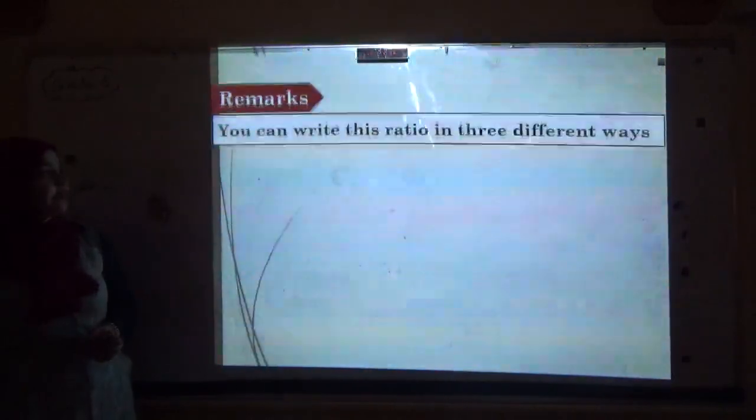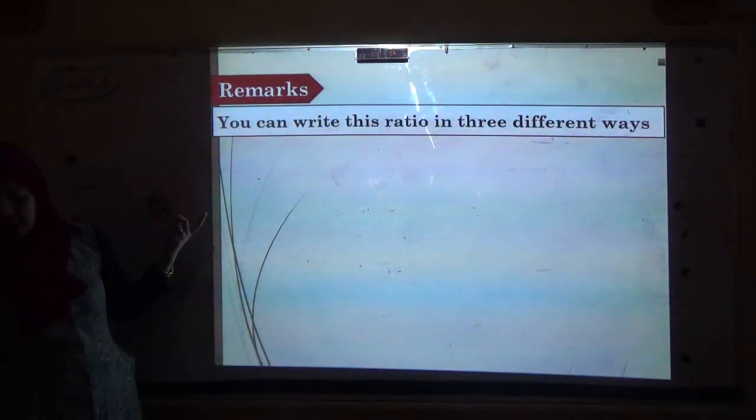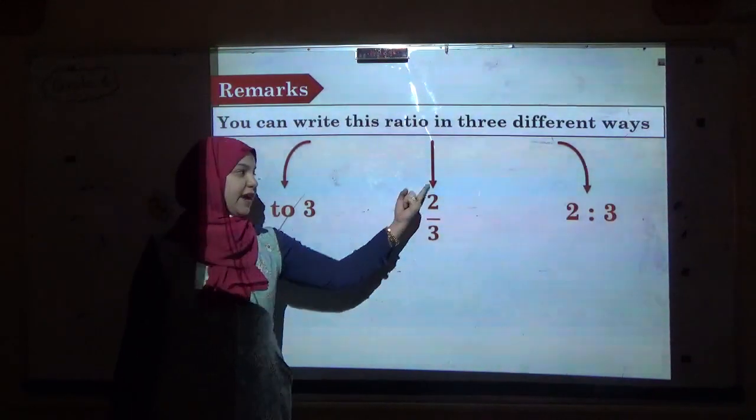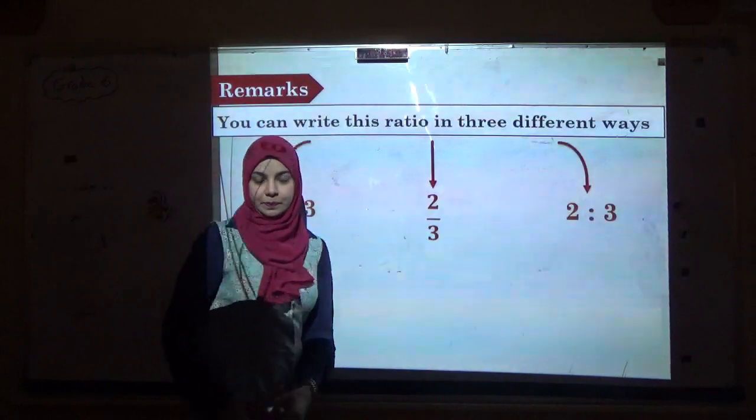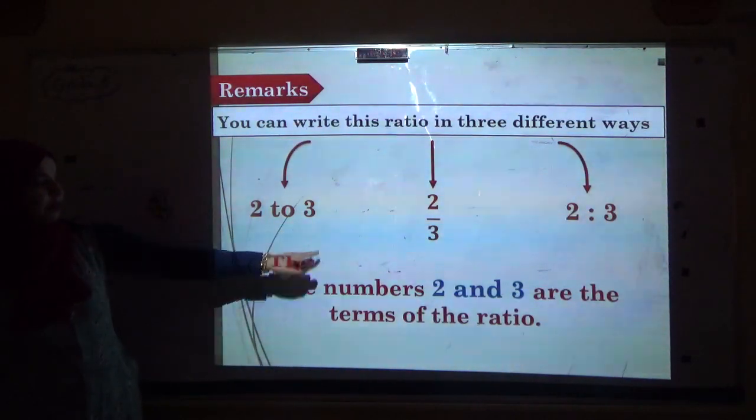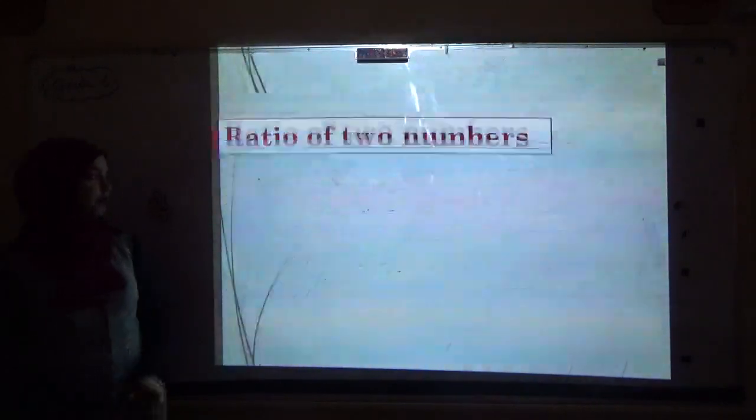So we can write the ratio in 3 different ways: as 2 to 3, or 2 over 3 as a fraction, or 2:3. And the numbers 2 and 3 are called the terms of the ratio.